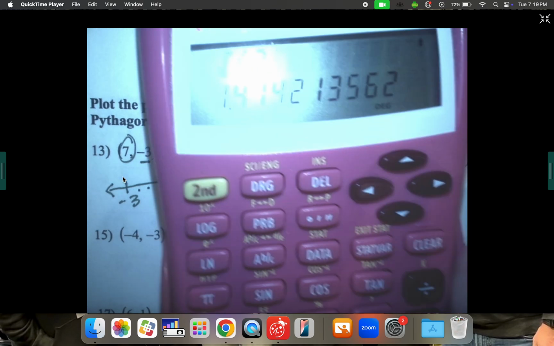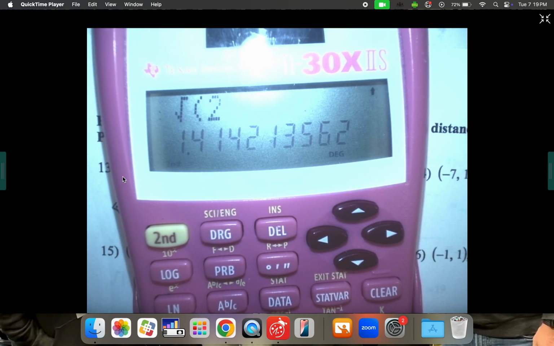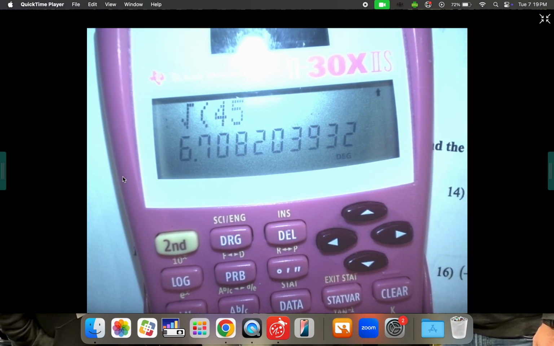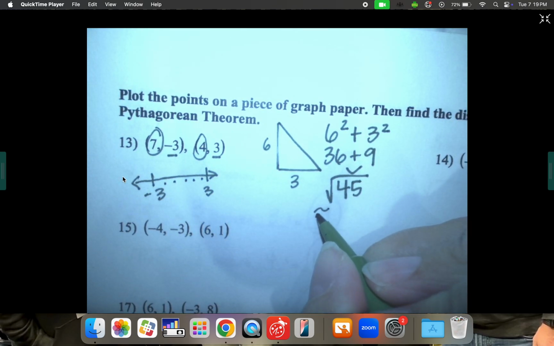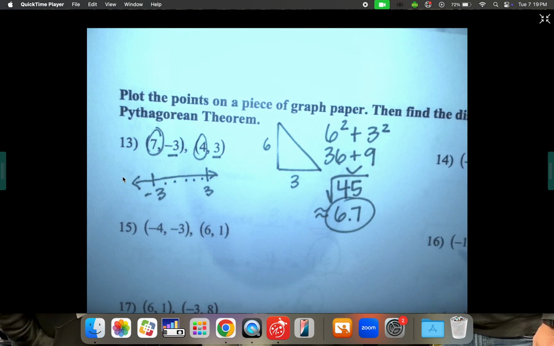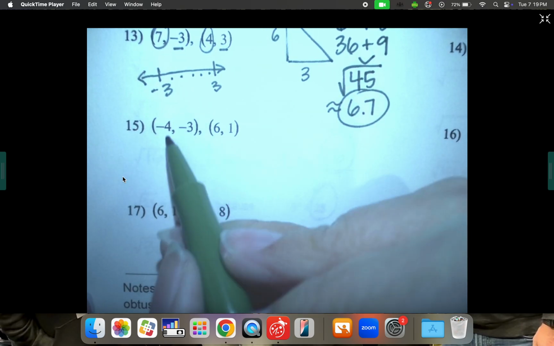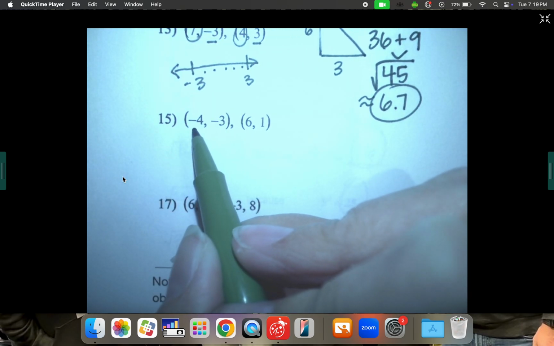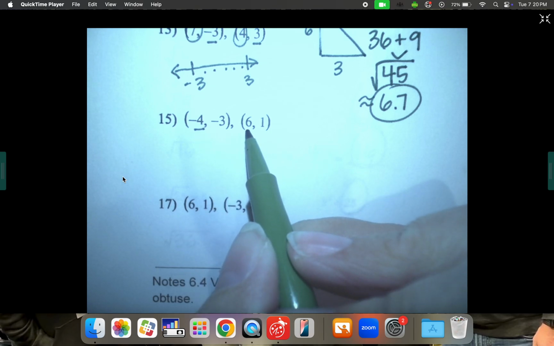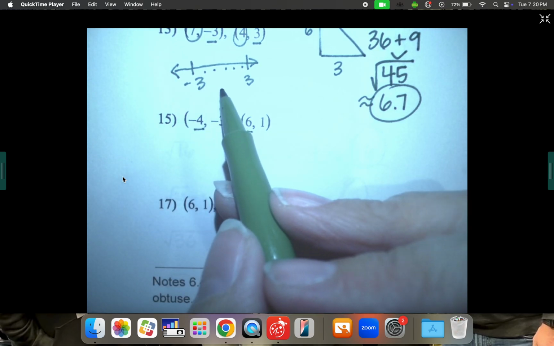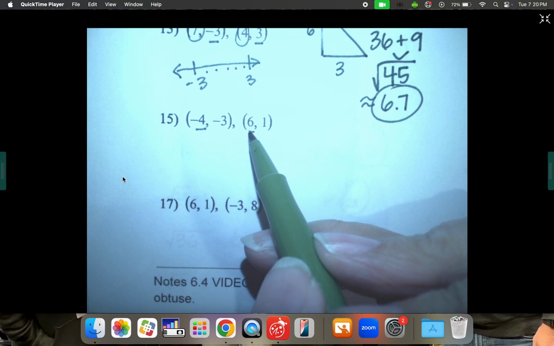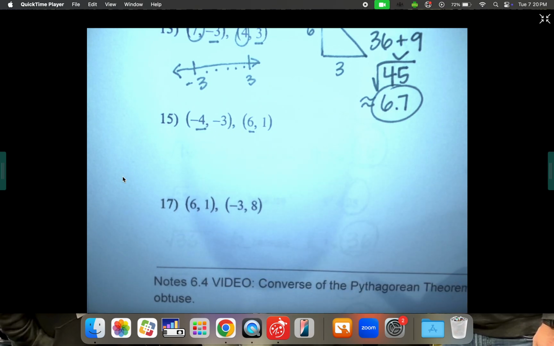And you are going to square root that. The square root of 45 is about 6.7. So about 6.7. Okay, let's try 15. I know I should have probably gone to 14 next, but from -4 on the x to +6 on the x, that's going from -4 past 0 all the way to +6.